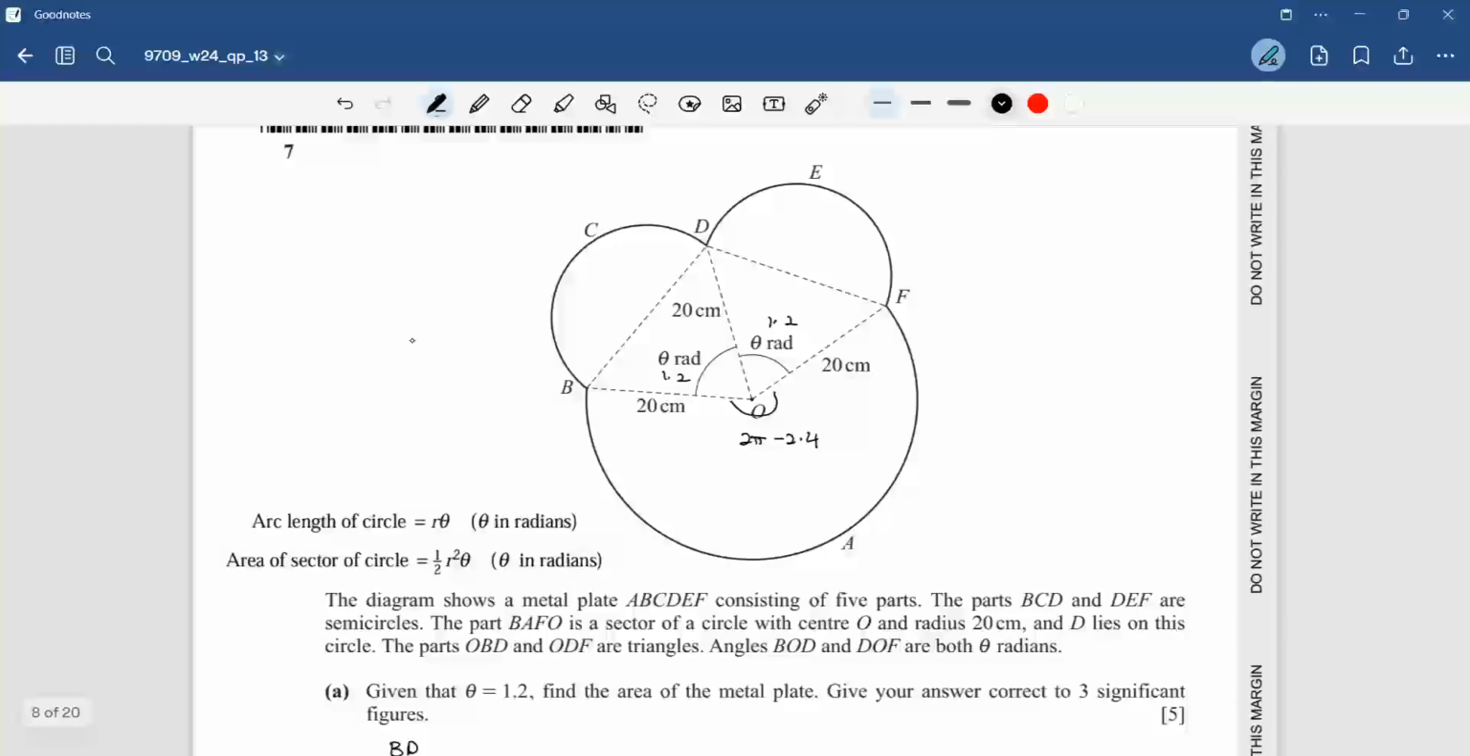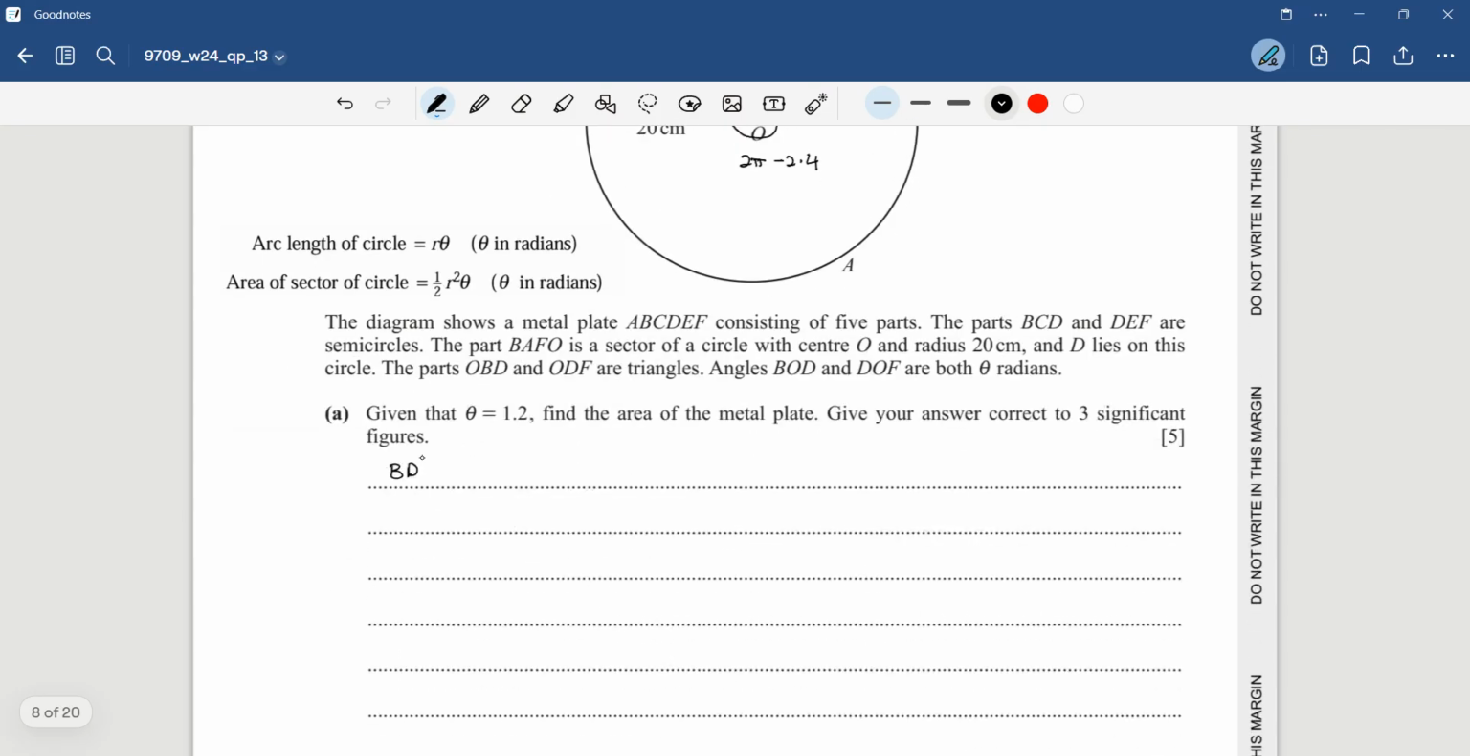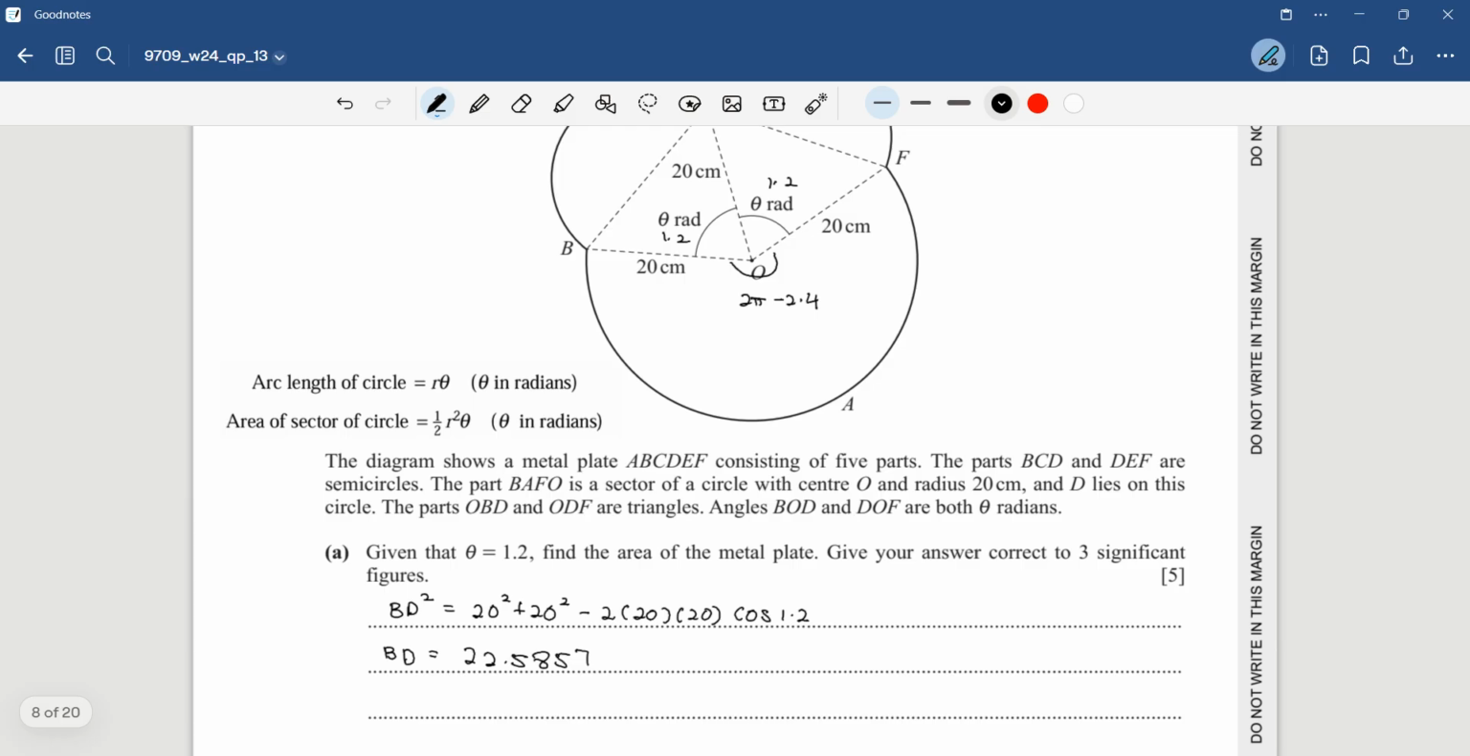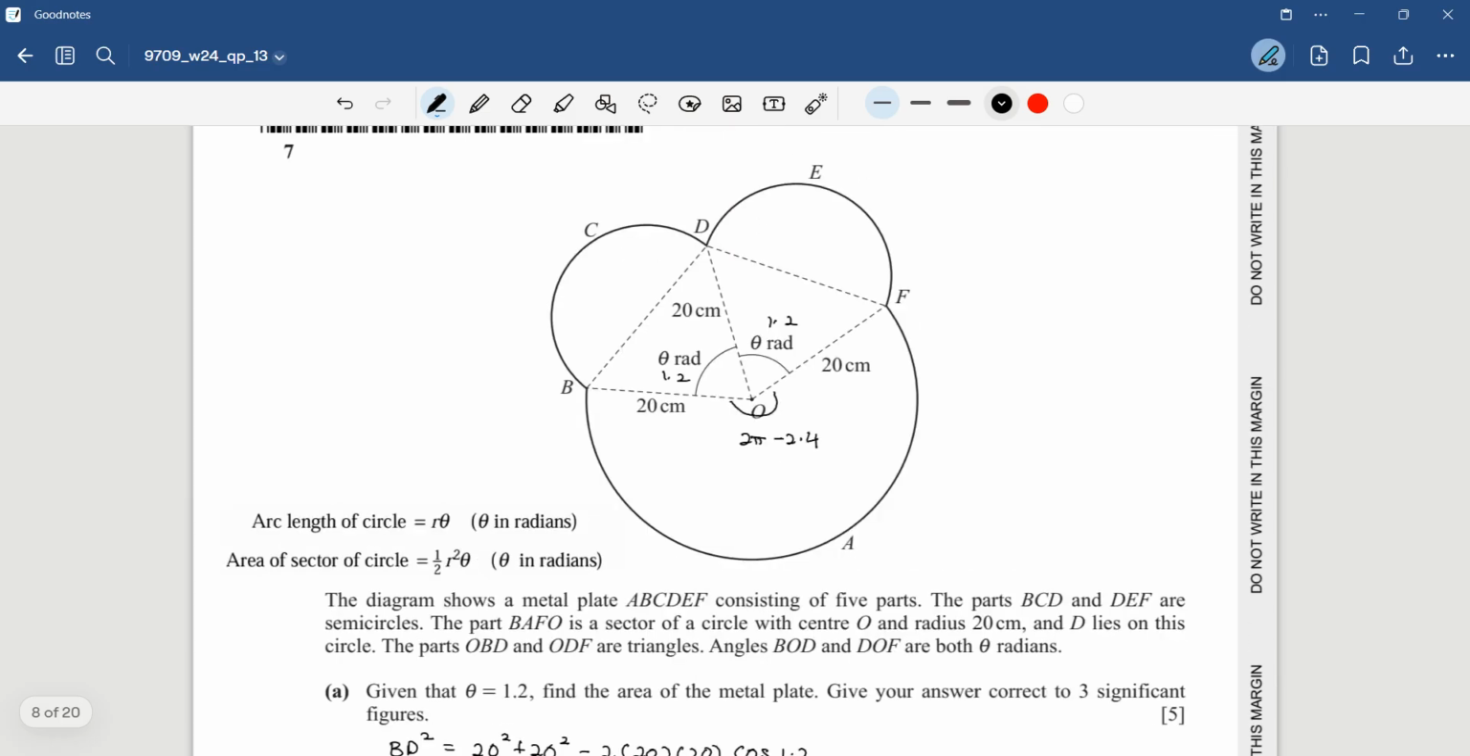BD, so you can use your cosine rule. BD square is equivalent to 20 square plus 20 square minus 2 times 20 times 20 cos 1.2. Okay, therefore your BD will be 22.5857. Okay, so that will be your BD. Or you can even use your trigonometry if you want.